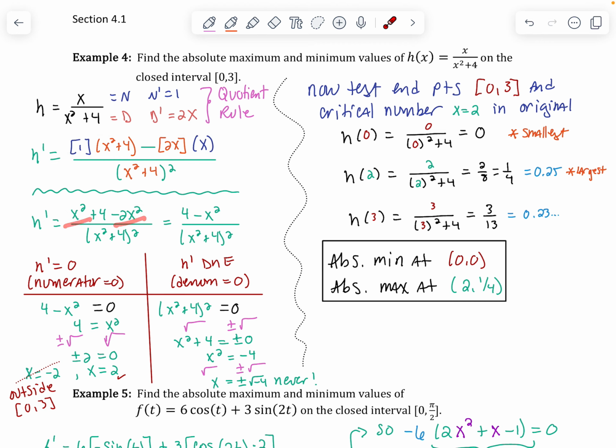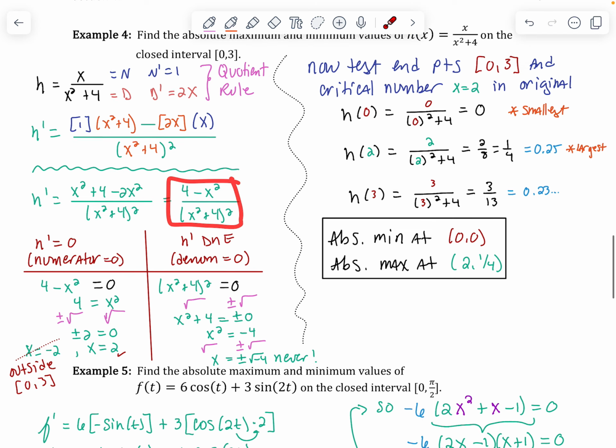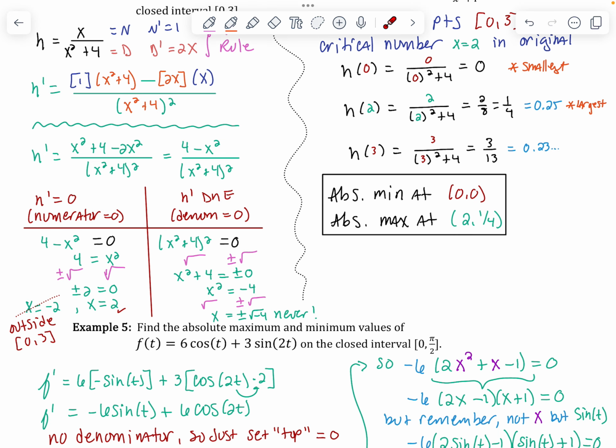So I do have like terms. Positive 1 and negative 2 will give me negative 1x squared. So I finally have my derivative. I'm ready to find out when that derivative h prime is equal to 0. That occurs when the numerator is equal to 0.